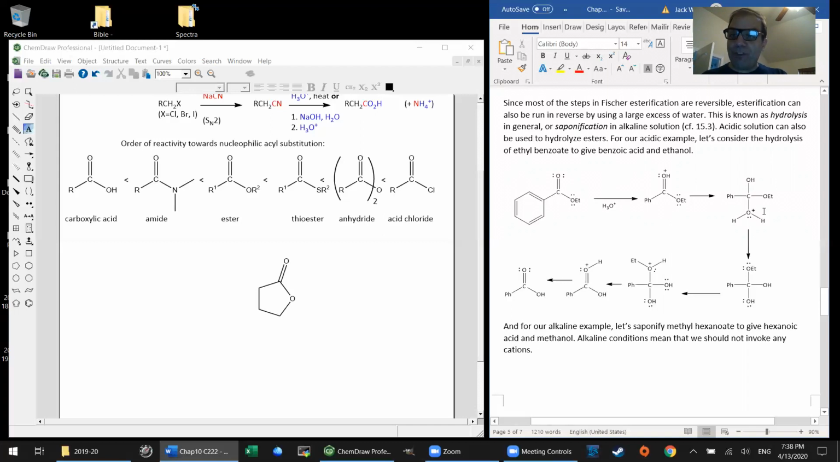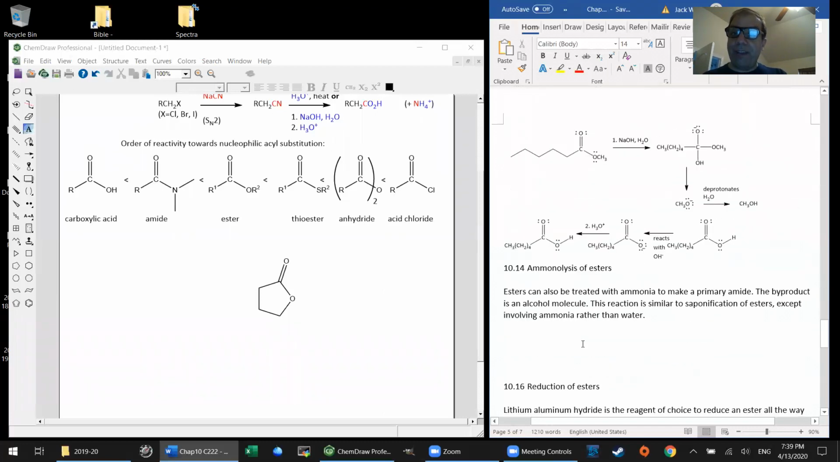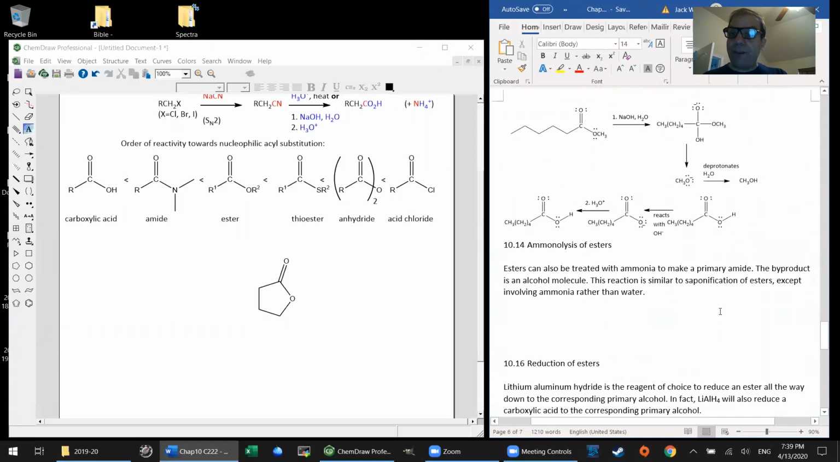We first remove a proton from this oxygen, and then we add it to this oxygen so that we can now lose a molecule of the alcohol, in this case ethanol, as a leaving group. And then we do that, we lose the alcohol, which now is drowning in this sea of water, essentially. And so you get your protonated carboxylic acid, and then we pull that proton off, and finally we get our neutral carboxylic acid. But we also know from chapter 15 that you can hydrolyze esters in base as well.